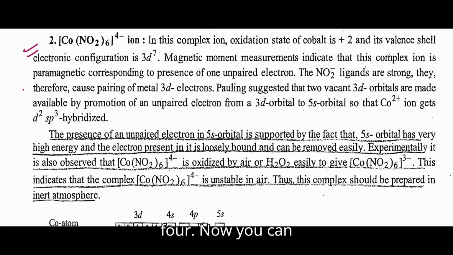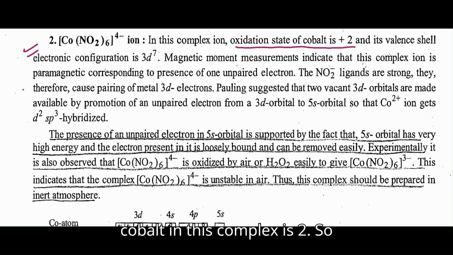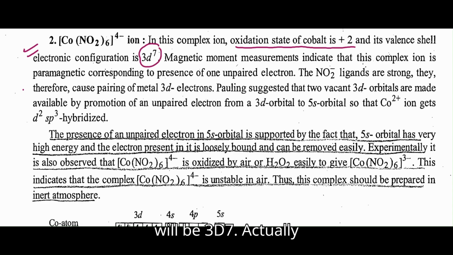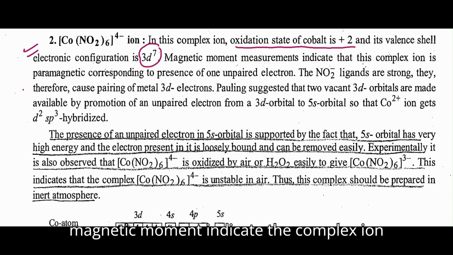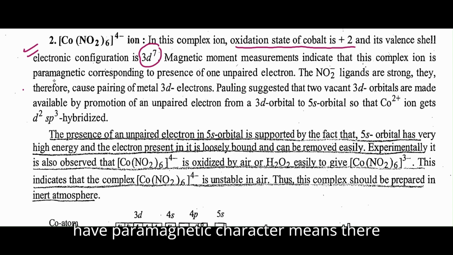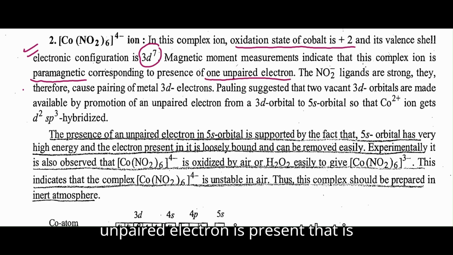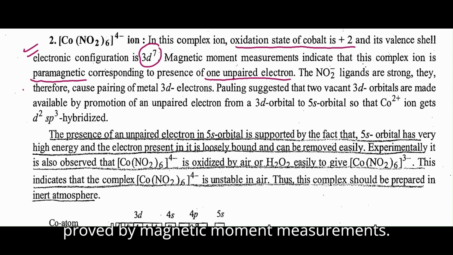Now you can see the oxidation state of cobalt in this complex is +2. So obviously its electronic configuration will be 3d7. Actually, the magnetic moment indicates the complex ion has paramagnetic character, meaning there is the presence of an unpaired electron. One unpaired electron is present. That is proved by magnetic moment measurements.